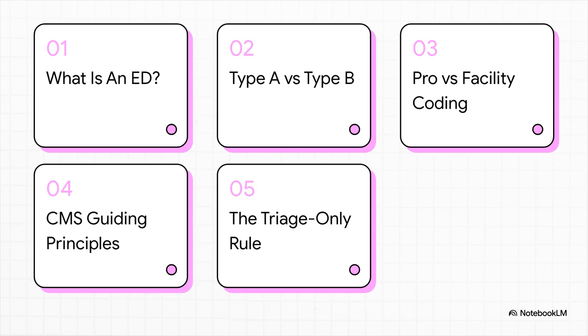Here is our roadmap for Part 1. We're going to define what actually makes an ED, split them into Type A and Type B, separate the hospital bill from the doctor's bill, unpack Medicare's overarching rules, and finally, solve a real-world billing mystery.